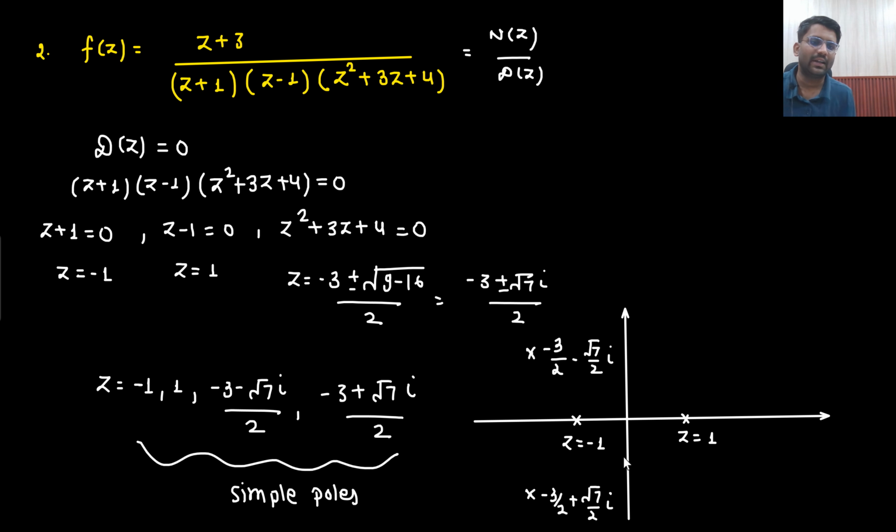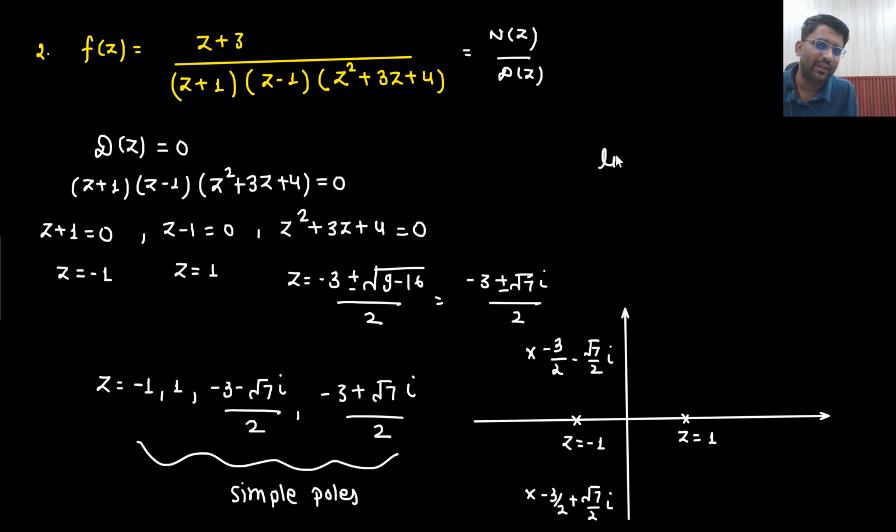Along with that, what are the chances of limits? At all these points, is it becoming 0? At z equals -1, is it becoming 0? No. At z equals 1, is it becoming 0? No. At this point, is it becoming 0? No. That means it is not removable as well.